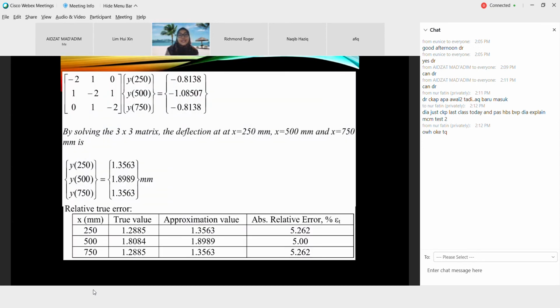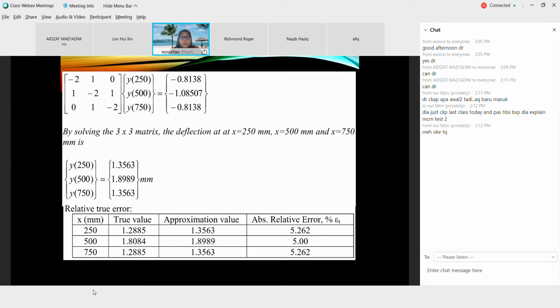So at the end, you produce your y 250 is about 1.3. Y 500 is about 1.89. And y 750, okay, 1.3563. Okay, this is the relative true error that I mentioned to you.